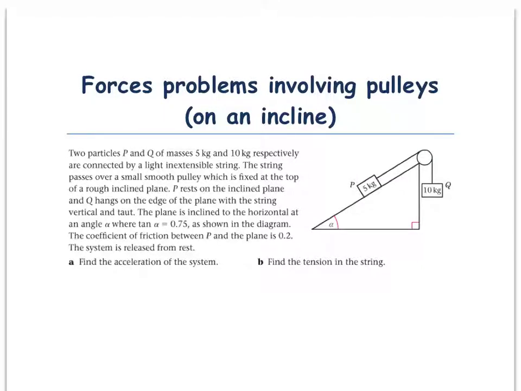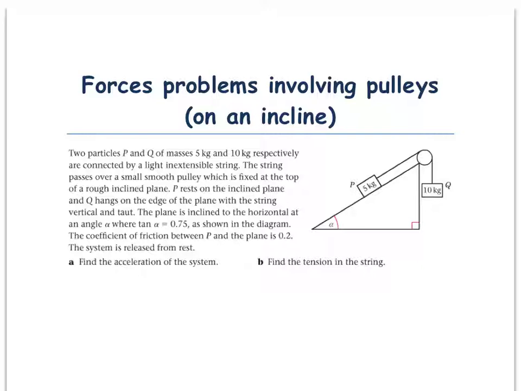Forces problems involving pulleys on an incline. Two particles P and Q of mass 5 kg and 10 kg respectively are connected by a light inextensible string. The string passes over a small smooth pulley which is fixed at the top of a rough inclined plane.